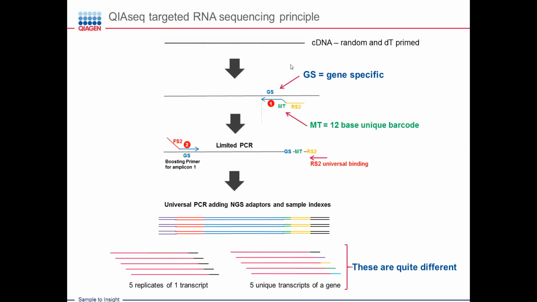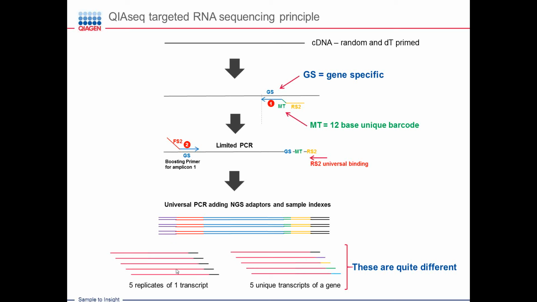So, a little bit more detail. We make our cDNA. We have a panel of gene-specific primers that have the random molecular barcode and a universal sequence on it. We do a single primer extension, clean it up, come back and do a very limited number of PCRs with a gene-specific primer from the other side, which has an adapter on it, along with a universal primer RS2 from the first side. So if you notice, the gene-specific primers are never in the tube together at the same time. And then we're doing universal PCR that's adding the sequencing adapters and sample indexes.